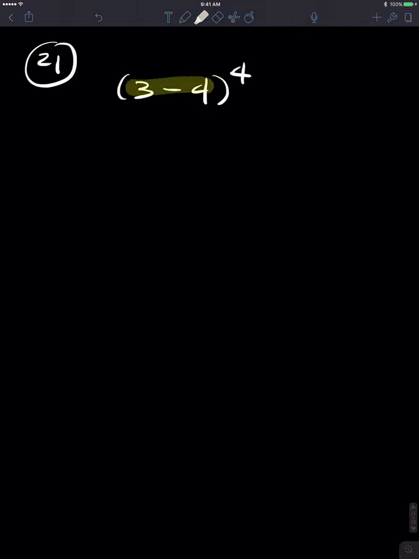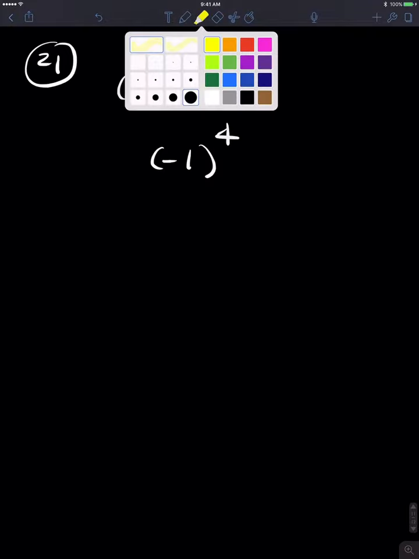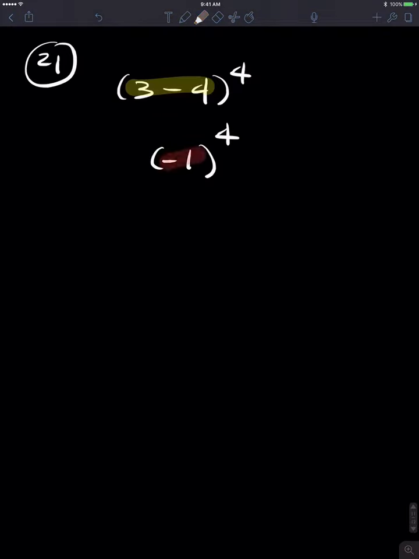Number 21. 3 minus 4 in parentheses to the fourth power. Parentheses outranks my exponential. I'm going to have to subtract because that's what's inside my parentheses. And 3 minus 4 is negative 1 to the fourth power. My base is negative. We emphasize that negative base of negative 1 by using a parentheses.